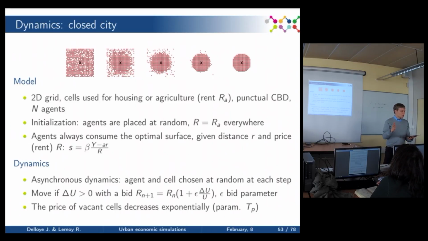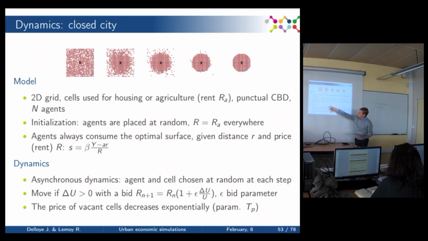And I chose just to initialize the model at random. So you place every agent at random on the space, and the price is just the agricultural rent everywhere in the beginning. There's a quite important feature. I don't know if you remember this formula, but at some point you computed with your star the optimal surface which an agent can have, given its distance to the center and the price of the considered cell, R. And this optimal surface is just like this.